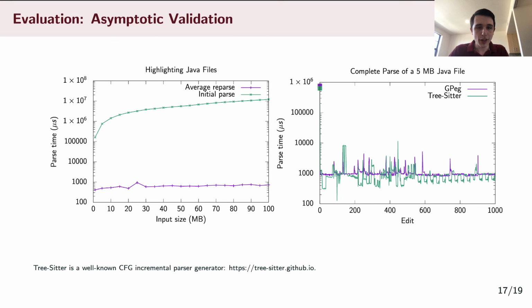So, some evaluation. Here we can see that the initial parse time rises linearly, but our average reparse time, this is for syntax highlighting on a Java file, is staying roughly constant below 1 millisecond, even as we get up to a file that's 100 megabytes. In addition, our scaling for edits is also good, so there's no degradation as the number of edits increases. The reparse time is staying constant, and we also have similar scaling behavior to Tree-sitter, which is a well-known context-free grammar incremental parser generator.